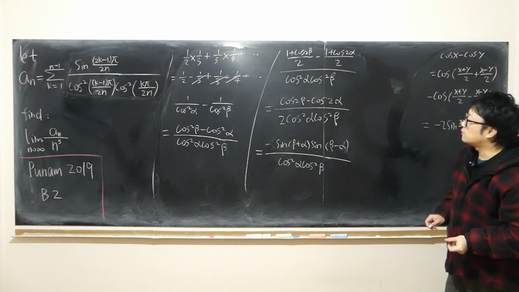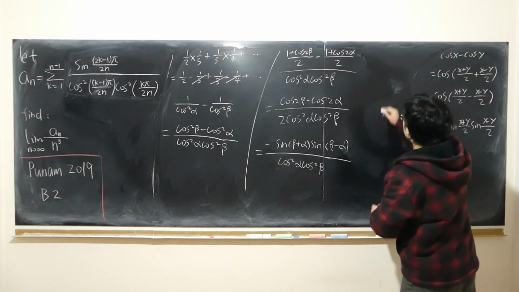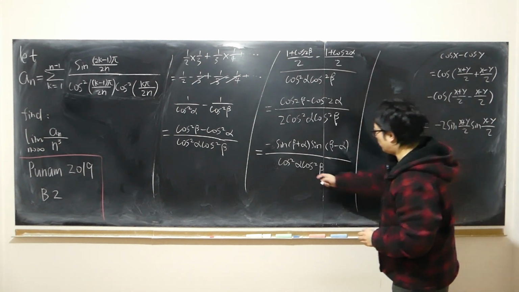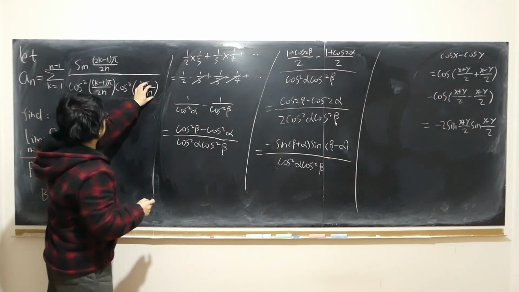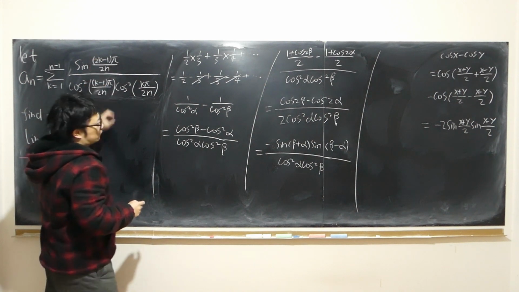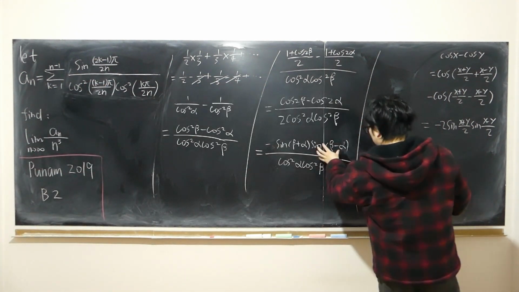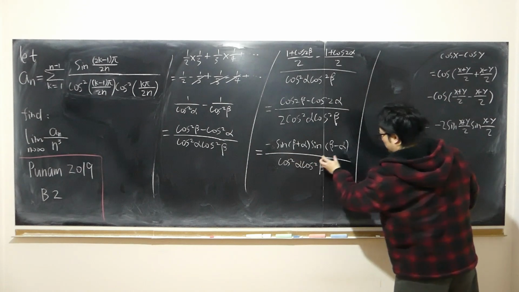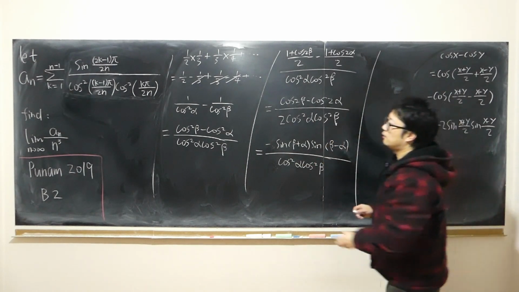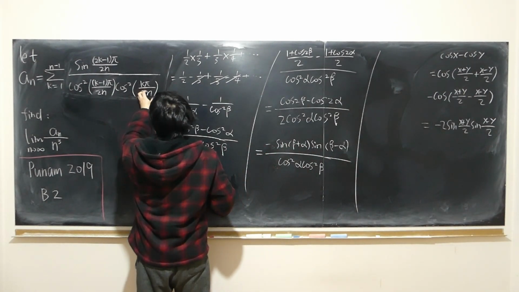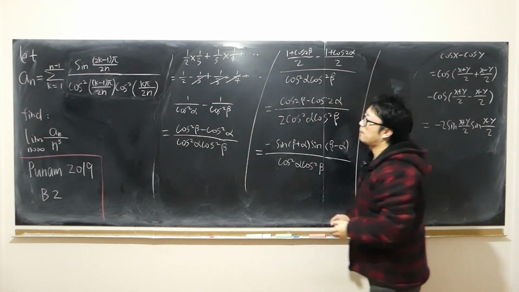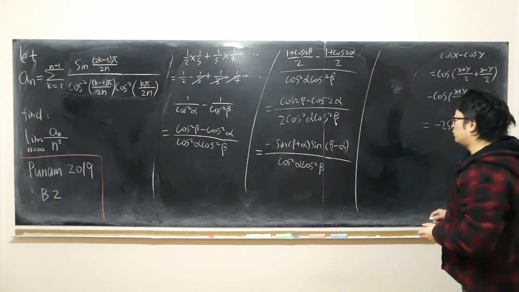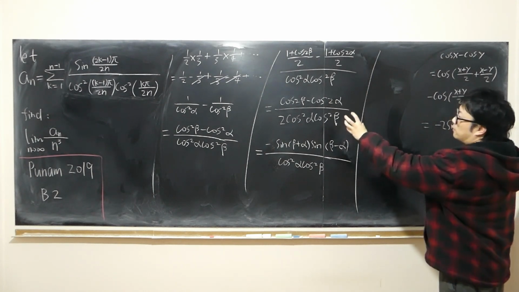So if you look at this, alpha plus beta is equal to this term, right? The only term we're missing here is this negative sine of beta minus alpha. Beta minus alpha is just pi over 2n. So all we have to do is to multiply then divide by the same term.